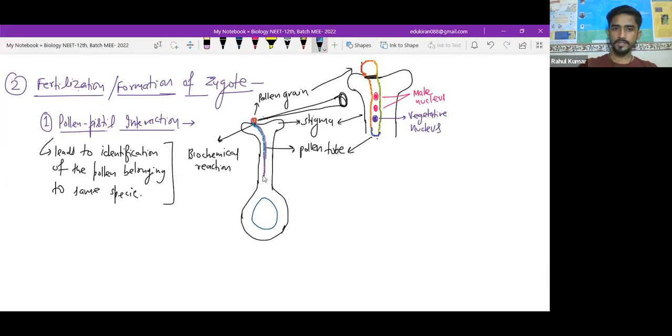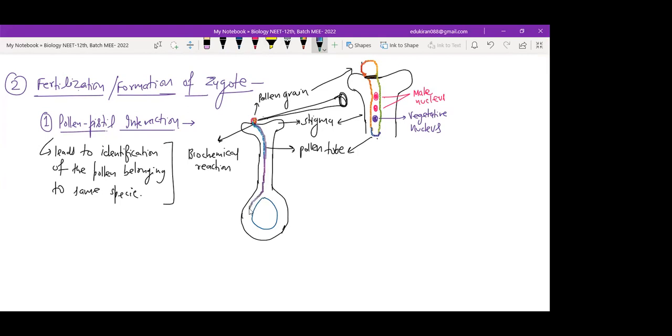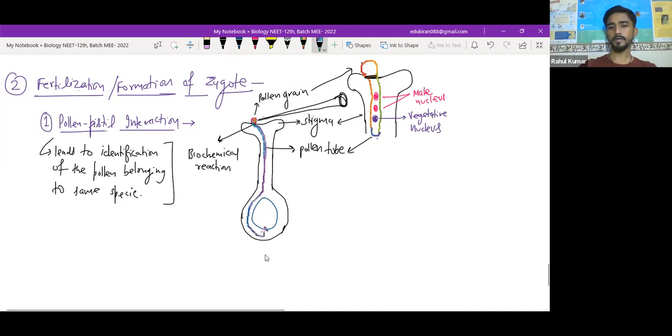This pollen tube which is developing does not enter from here. It goes all the way down and enters from here. Do you understand, everyone? It enters from the bottom, and this side from where the pollen tube enters into the ovule is known as the micropylar end. Is it clear?